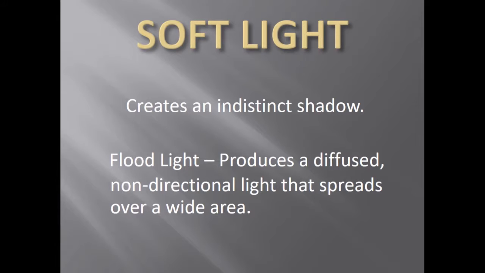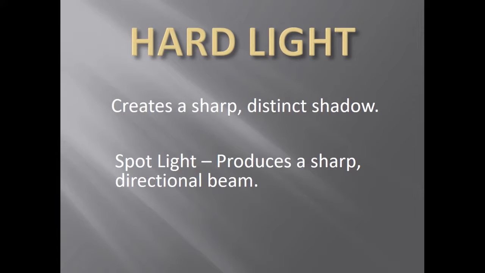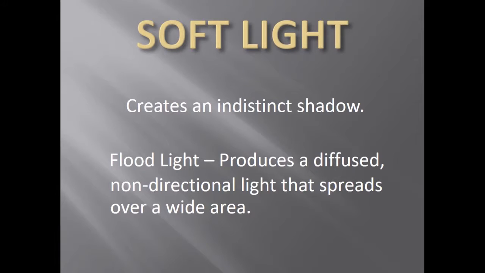So to recap, hard light creates a sharp, distinct shadow, such as a spotlight or a flashlight, one-directional beam. Soft light creates an indistinct shadow. This is a diffused, non-directional light which spreads over a wide area.